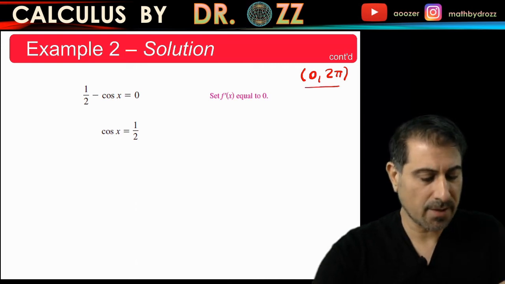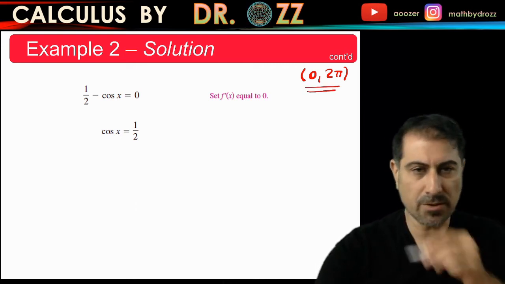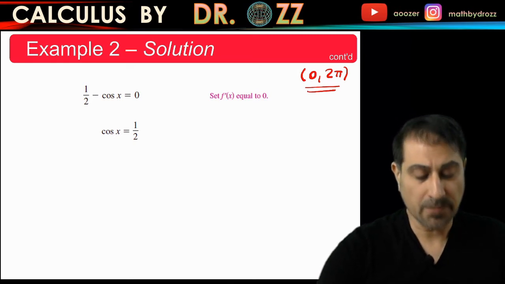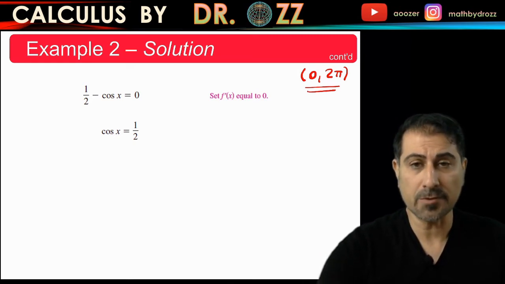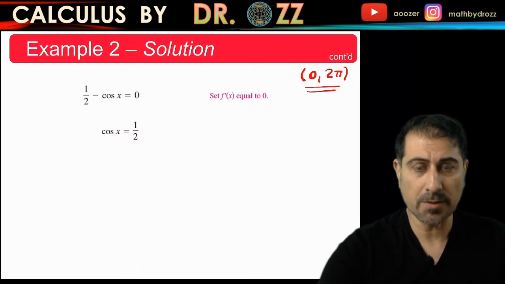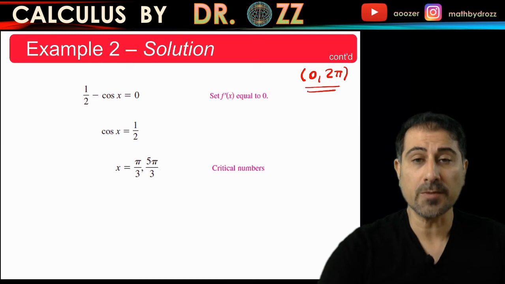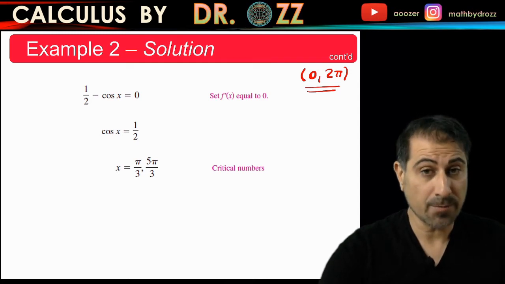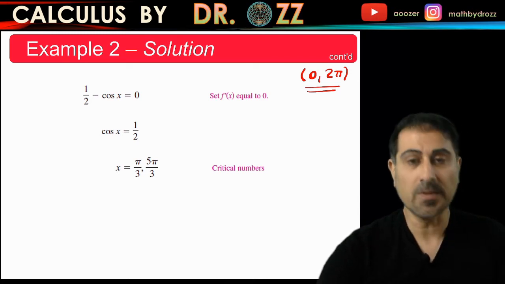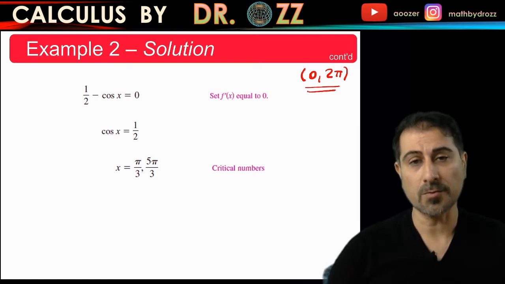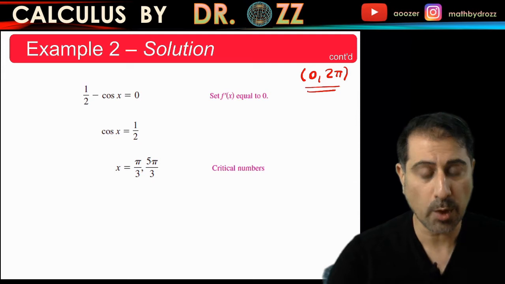If this is the interval 0 and 2 pi, just imagine the unit circle. So cosine is positive on the first and the fourth quadrant. So you must have two different options to go with. One is going to be pi over 3. The other one is going to be 5 pi over 3. In other words, the second one comes from subtracting pi over 3 from 2 pi so that you land in the fourth quadrant.